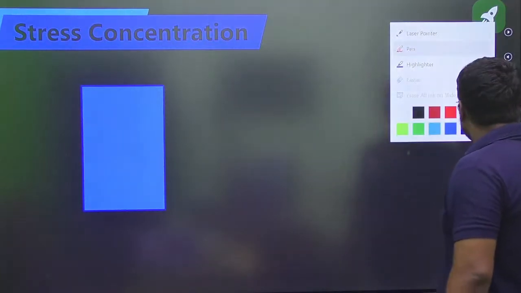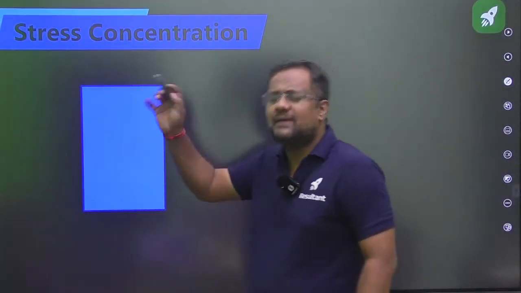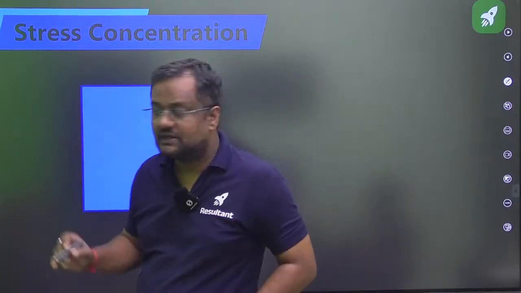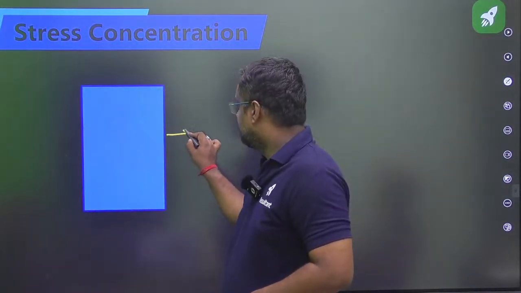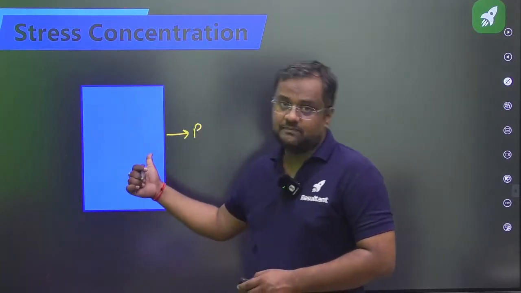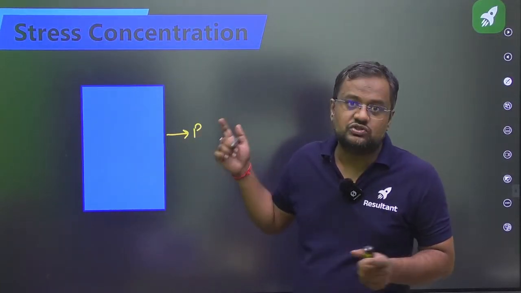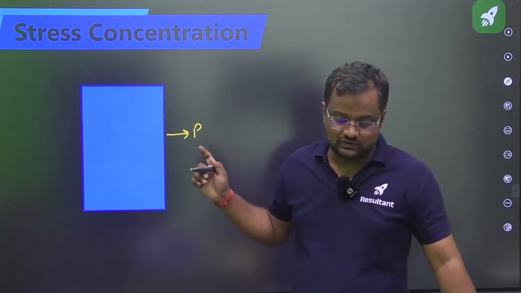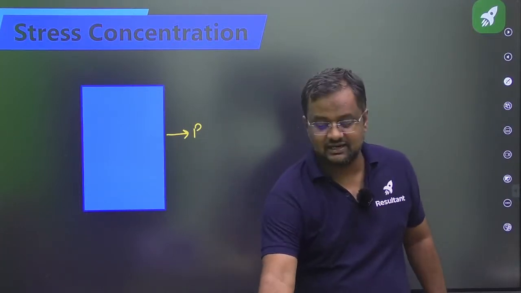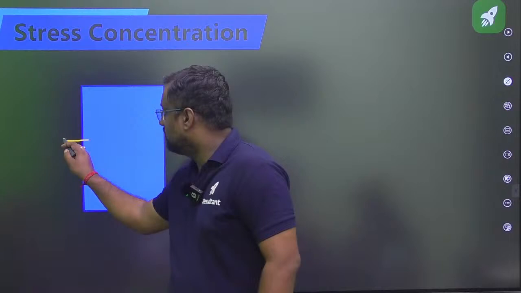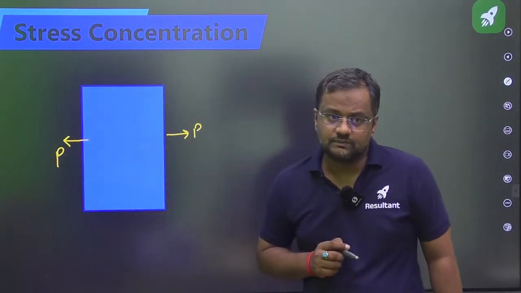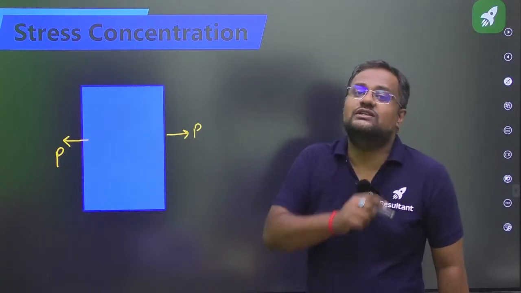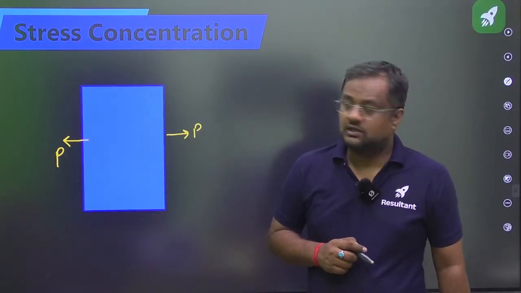Let us take this plate. Let it be a metal plate or a plate of any material. Now in this plate, suppose I am applying a P force here. Guys, if I apply a P force only here, the plate will accelerate and no stress will come. It will only accelerate. Now if I apply a P force like this as well, the acceleration will be 0 because the net force is 0, and now the stresses will come.